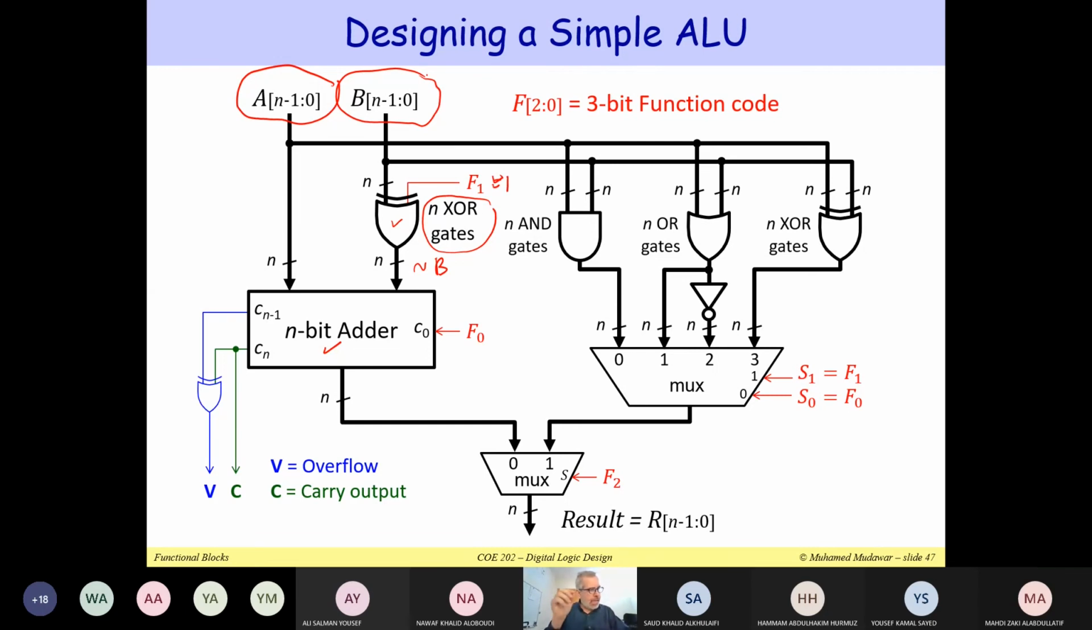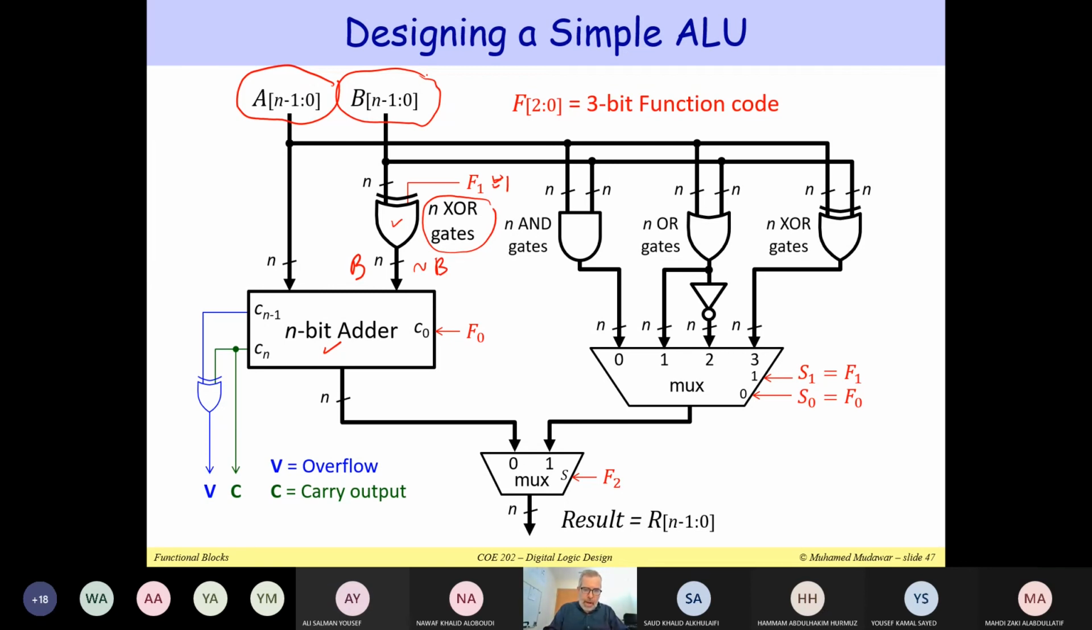So we are inverting every bit of B. And when F1 is equal to 0, we get B. So when you XOR with 0, you get B. When you XOR with 1, you get not B. So therefore, we can use the same n-bit adder to add A plus B. And we can also use it to add A plus not B, the 1's complement of B.